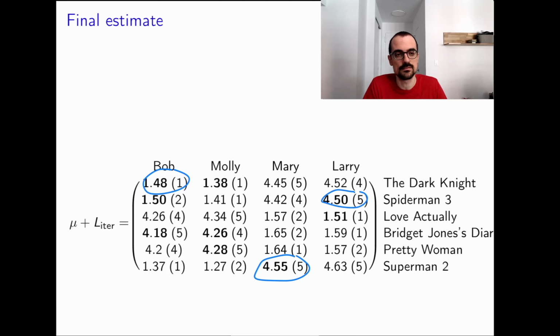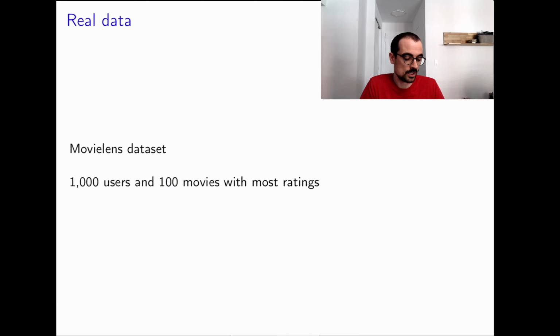So the iterative procedure actually produces a low rank matrix that is more consistent with the observed entries and gives us a better estimate of the missing ratings. Okay, so we're very happy. I realize here that I cut off the diary. Okay, so now let's look at what happens with some real data.